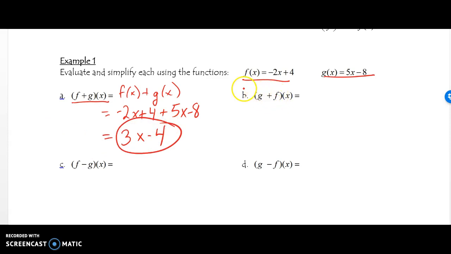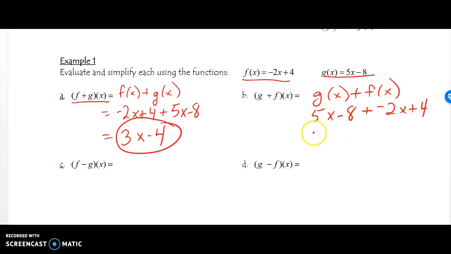Alright, well remember addition is commutative, so addition of functions is also commutative. This would just be g of x plus f of x. And you'll see you would get the same answer, combining like terms. Okay, so all the properties apply. Addition and multiplication are commutative. We could use the associative property, the distributive property, and all the properties that we apply to real numbers.